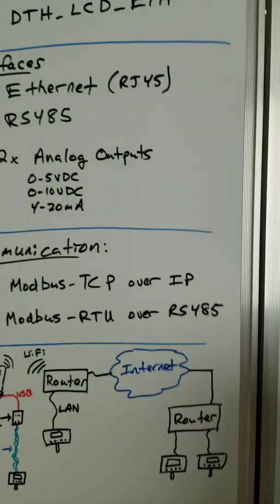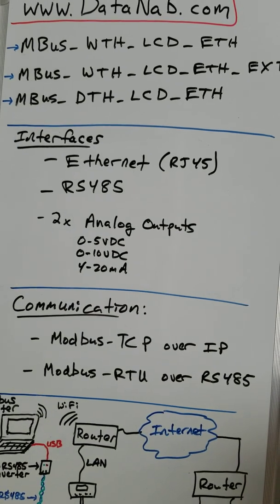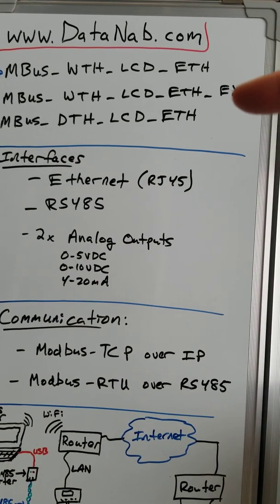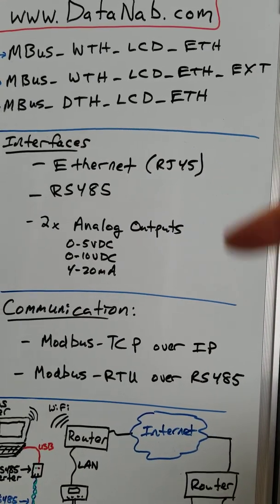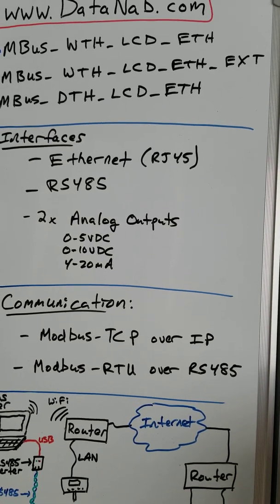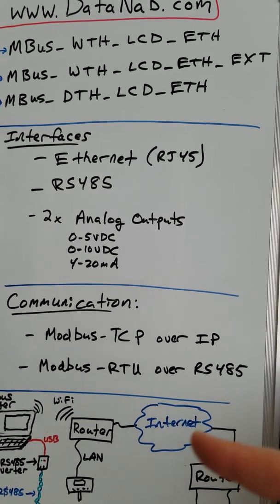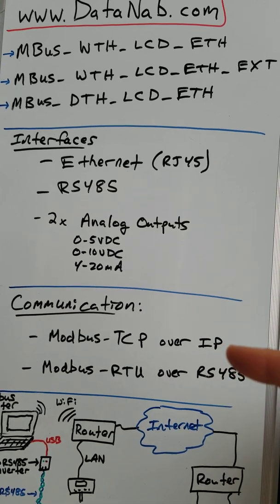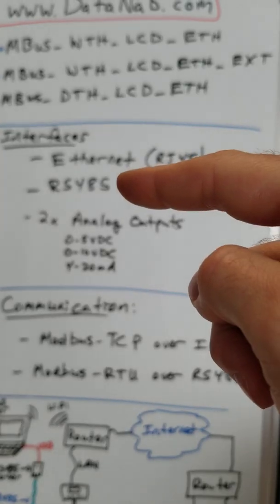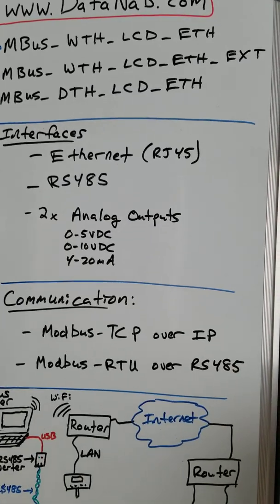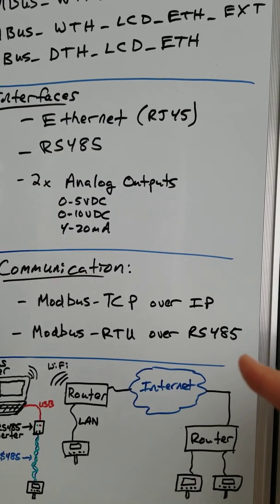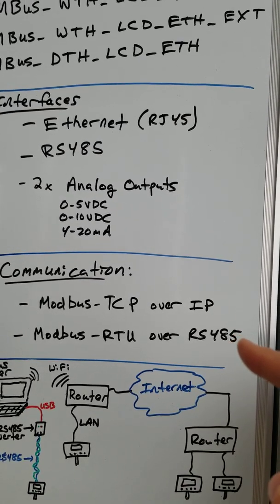All right, let's get into it here. So as we said, those are the three sensors we're taking a look at today. Each of these have an Ethernet interface on them, so that they can speak Modbus TCP over IP right here. They also have an RS-485 interface, so that they can communicate using Modbus RTU over RS-485.